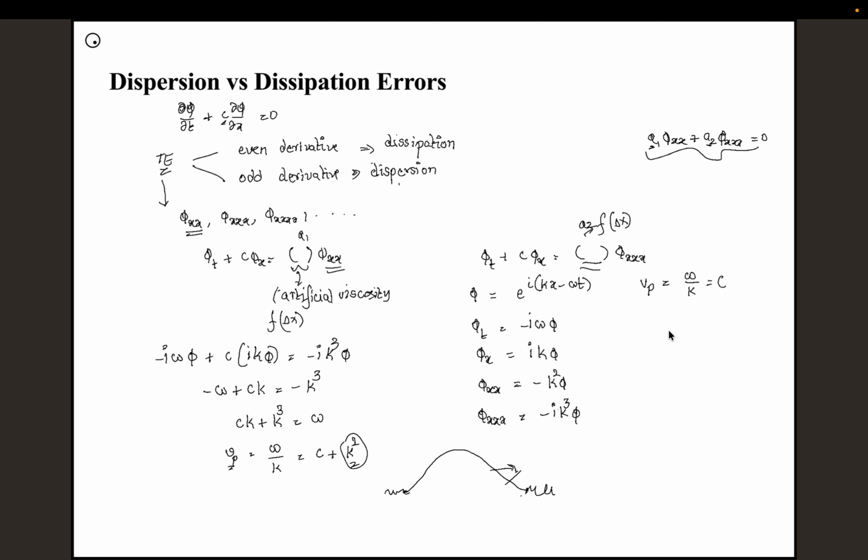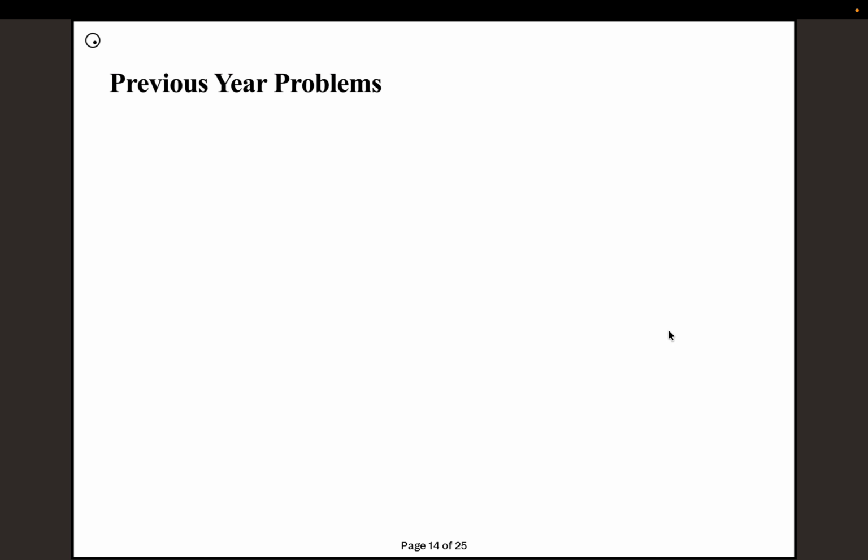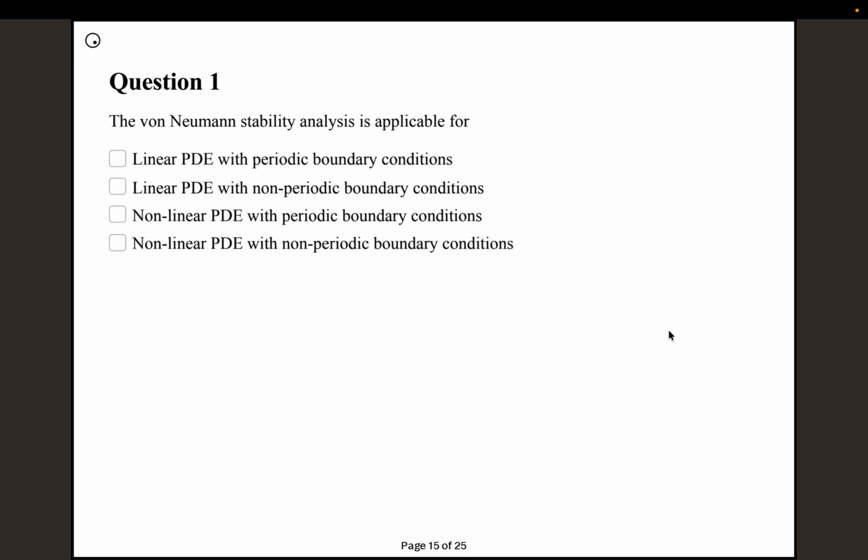So these are the main topics that I discussed this particular week. I've taken some problems from the previous year exams pertaining to this topic. We can go through them so you can answer them, so it will be a little faster. So the von Neumann stability analysis is applicable for which of these conditions? Or essentially these, you can also call them the limitations of this particular method.